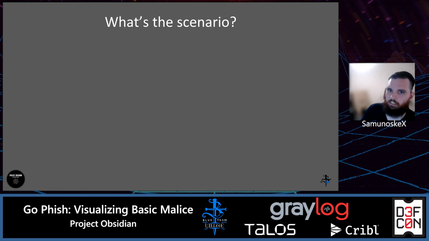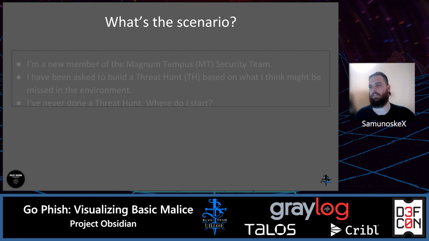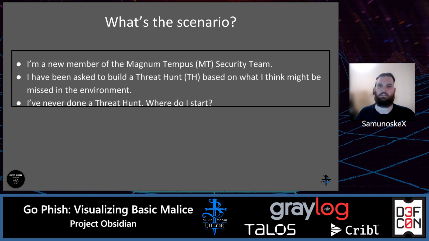So let's think a little bit about what our scenario is right now. Let's say I'm a new team member of the Magnum Tempus MT security team. I've been asked to build a threat hunt based on what I think might have been missed in the environment, but I've never done a threat hunt before. Where do I start?